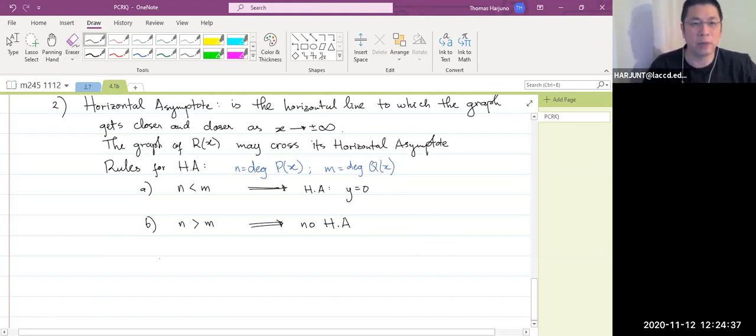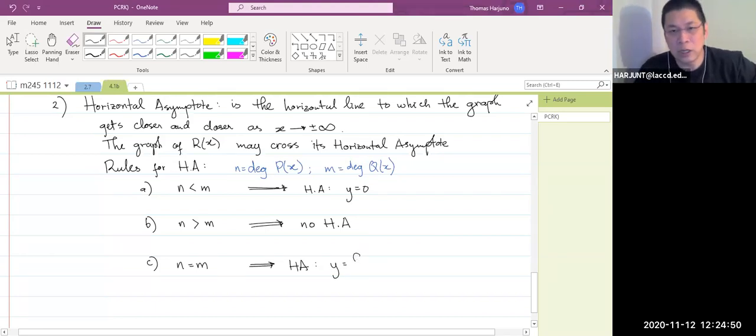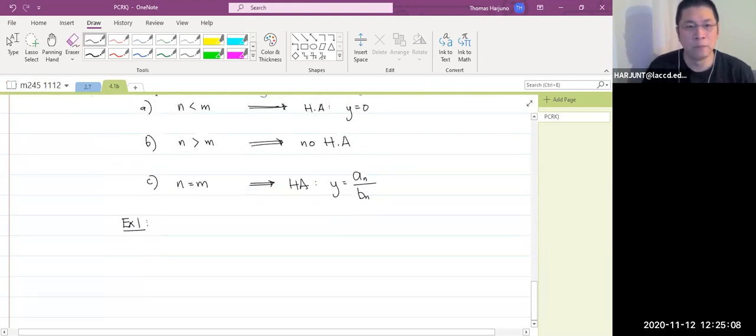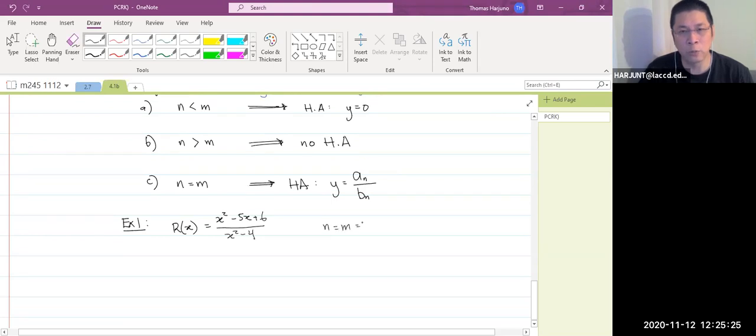Okay, now what happens if they have the same ratio? I mean the same degree. If they have the same degree, then the horizontal asymptote is given by y equals the leading coefficient over the leading coefficient. Now, in our last example, which is our first example for today, remember that R(x) equals x squared minus 5x plus 6 over x squared minus 4. You see that the degree on the top and the degree at the bottom are both 2, right? The degree of both of them is quadratic. So the horizontal asymptote will be y equals the leading coefficient on the top over the leading coefficient at the bottom.